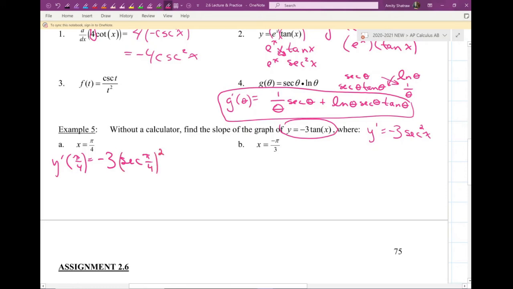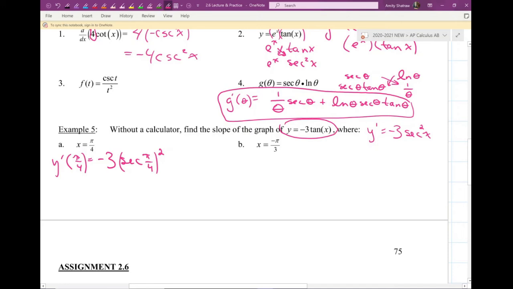I always like to remind myself to find pi over 4, throw that into secant, and then square it. That's what that notation means, where the 2 is in the corner like that. So I just think to myself, well, what is secant of pi over 4? Let me think for a second.